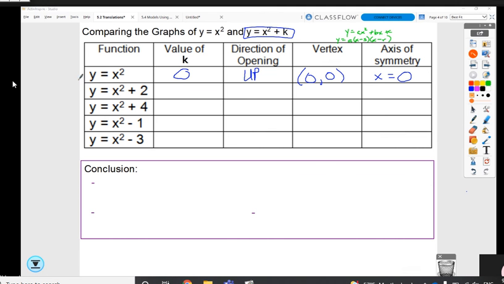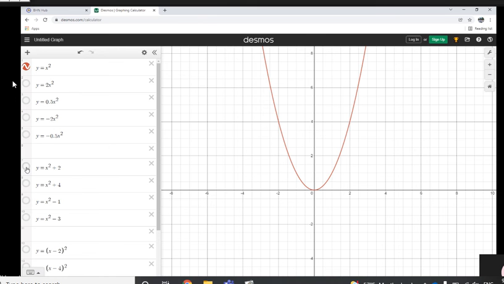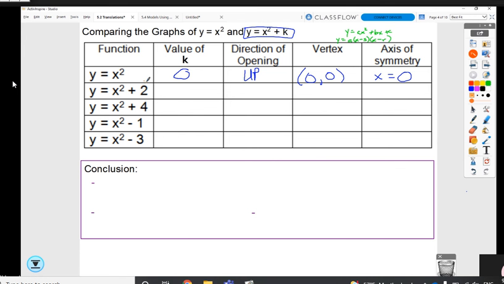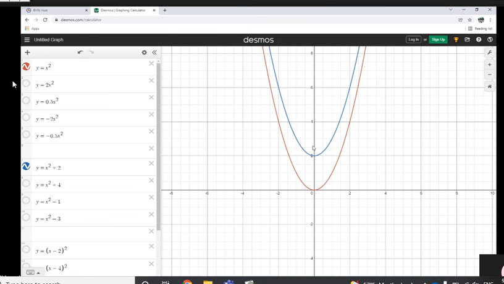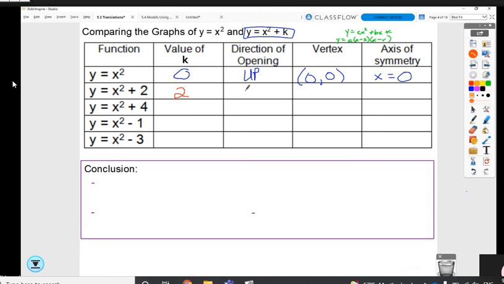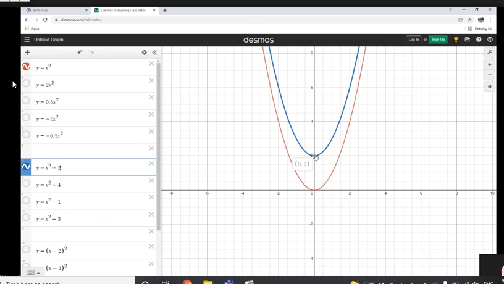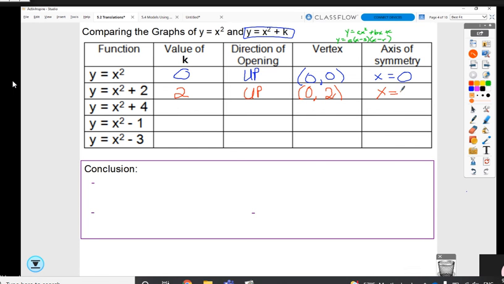Now, y equals x squared plus 2. Here's what this looks like on a graph. It's the blue one there. Notice that it just went up 2 spots. That's all that happened. It just went up 2 spots. So the value of k here would be 2. It's still opening upward. You can see the blue one there. The vertex is now changed. It's 0, 2. Yeah? And then the axis of symmetry is still x equals 0.